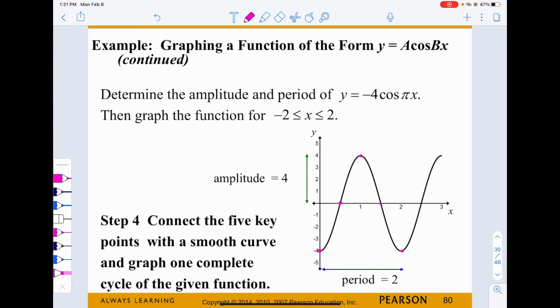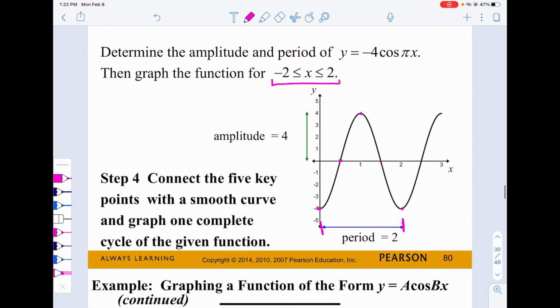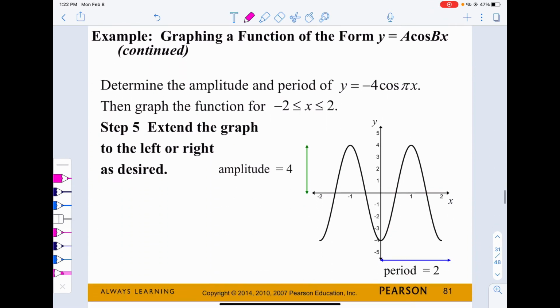And then that would have completed one full cycle, or one full period, right? In order to go up and then back down. But they had wanted from -2 to +2. That means we need to extend that out so it goes from -2 to +2.